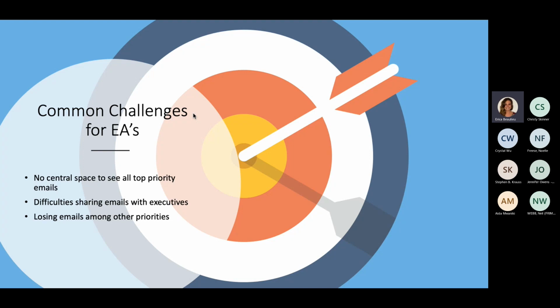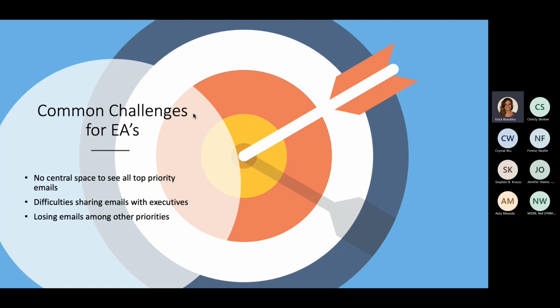So what do those challenges typically look like? A lot of the feedback that I hear from EAs is, we have no central space to see all top priority emails. The reason that's so challenging is that executive assistants are often juggling multiple inboxes, and from those inboxes they likely have to delegate emails out or place a priority level on them. Without being able to see all of the top priority emails and inboxes together, it can be really challenging to juggle those properly.